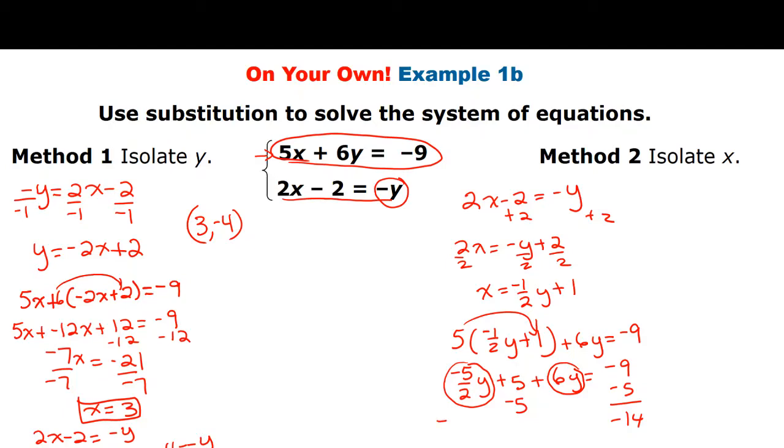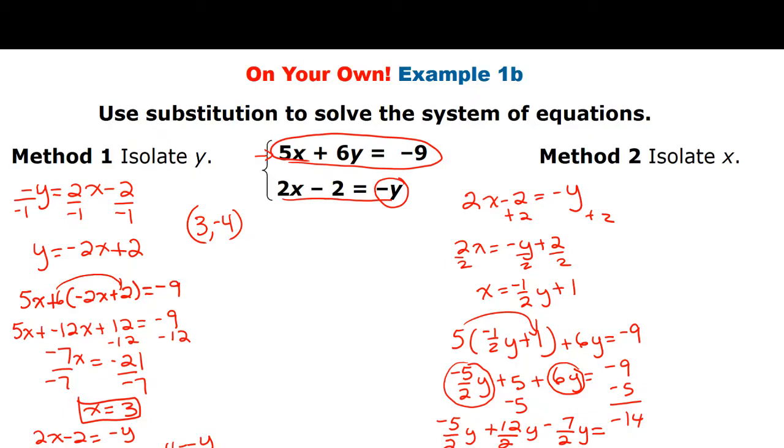So I know I'm going to have a common denominator of 2. Negative 5 over 2 y plus 12 over 2 y equals 7 over 2 y equals 14. So here we have so far 7 over 2 y equals negative 14. I'm kind of running out of space here.